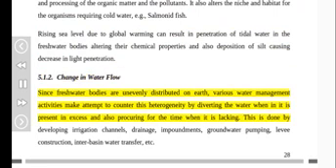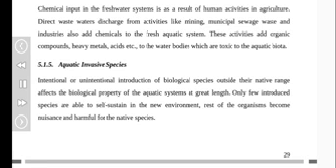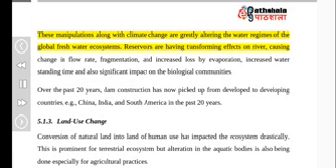Since freshwater bodies are unevenly distributed on Earth, various water management activities attempt to counter this heterogeneity by diverting the water when it is present in excess and also procuring it for the time when it is lacking. This is done by developing irrigation channels, drainage, impoundments, groundwater pumping, levee construction, interbasin water transfer, etc. These manipulations along with climate change are greatly altering the water regimes of the global freshwater ecosystems.